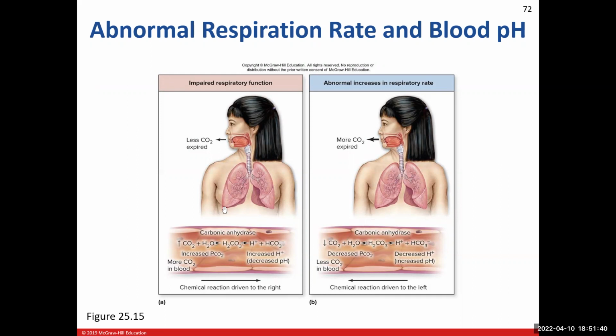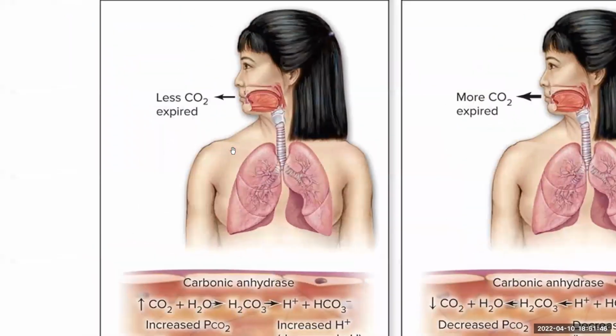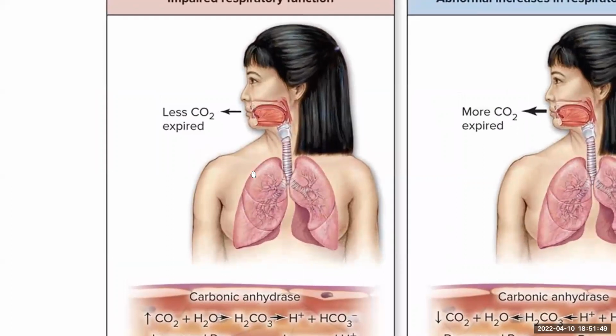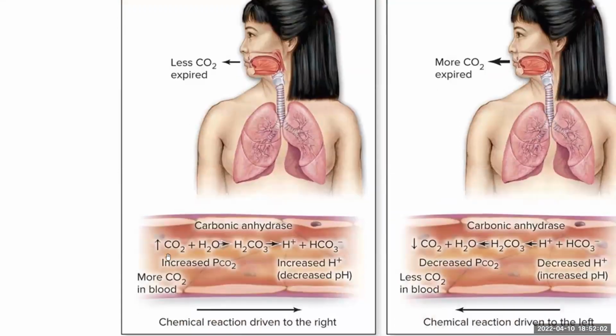What this picture on the left is showing us is that when you're having an issue with impaired respiratory function, we're not able to breathe normally, our respiration rate is decreased, and as a result, we're not able to expire as much carbon dioxide in our breaths. That's going to cause an accumulation or an increase in carbon dioxide in our blood. So that's going to drive this reaction from the left side to the right, resulting in an increase in our hydrogen ion concentration. So that's that respiratory acidosis.